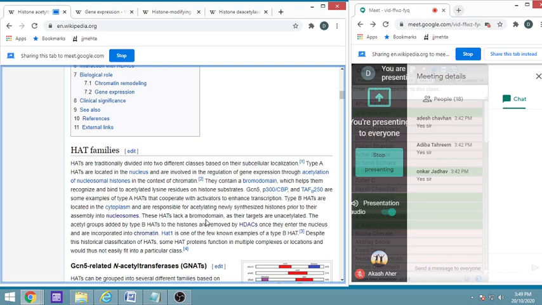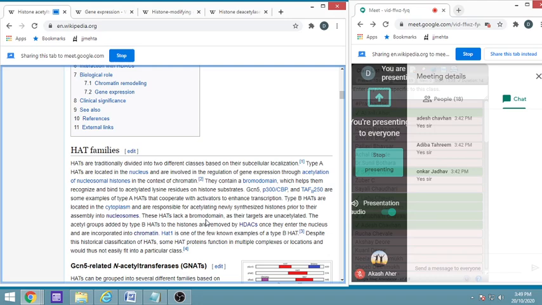The type B HATs are located in the cytoplasm, and they are responsible for acetylating newly synthesized histones prior to their assembly into the nucleosomes. So this is how they are there.